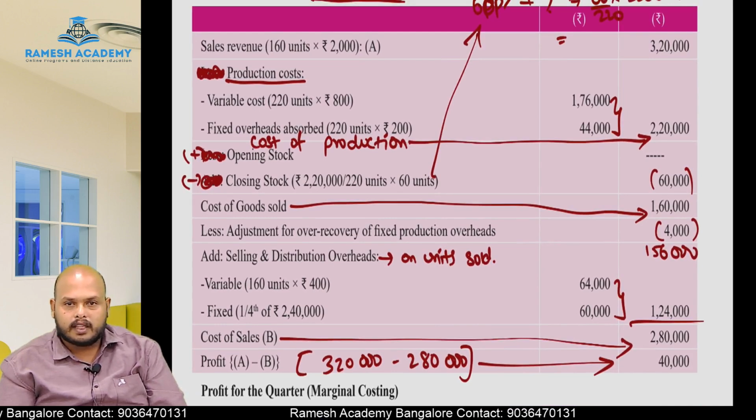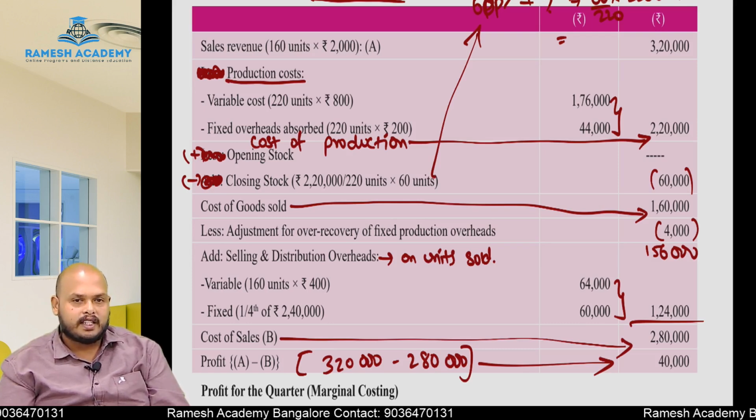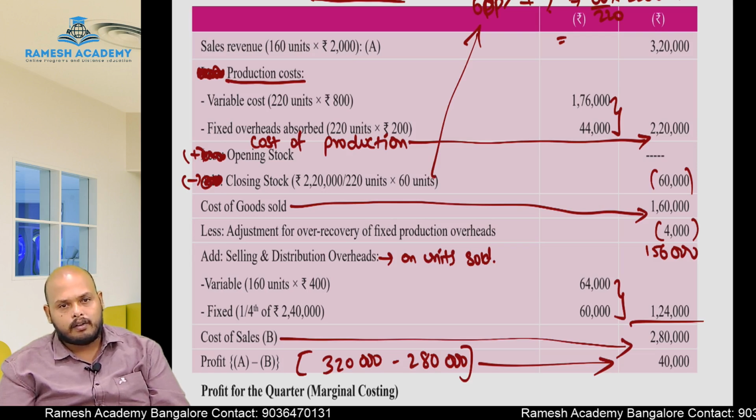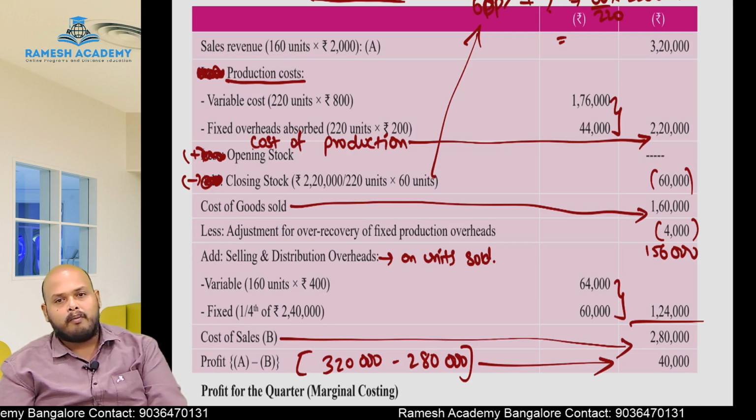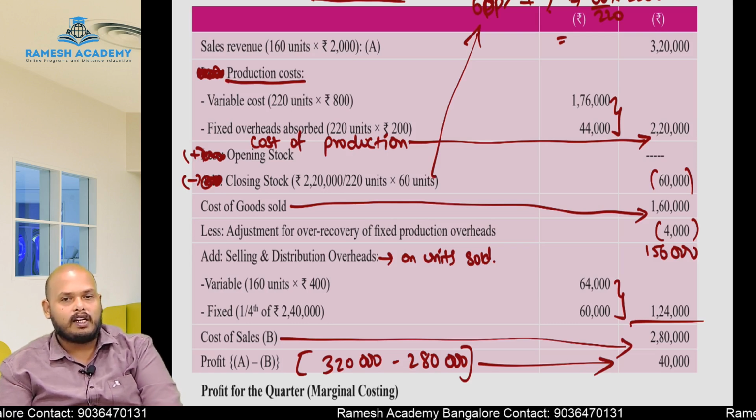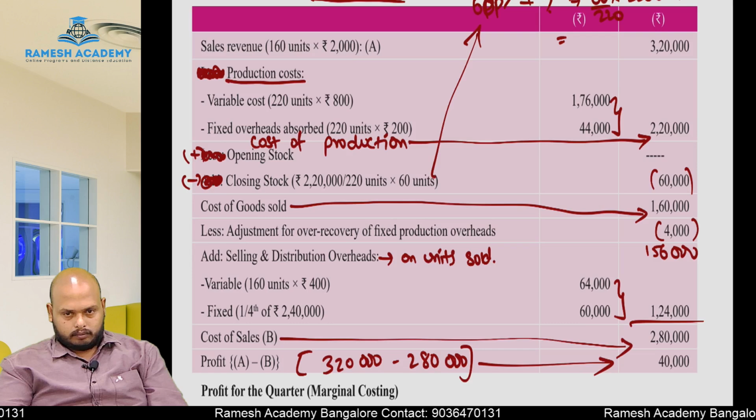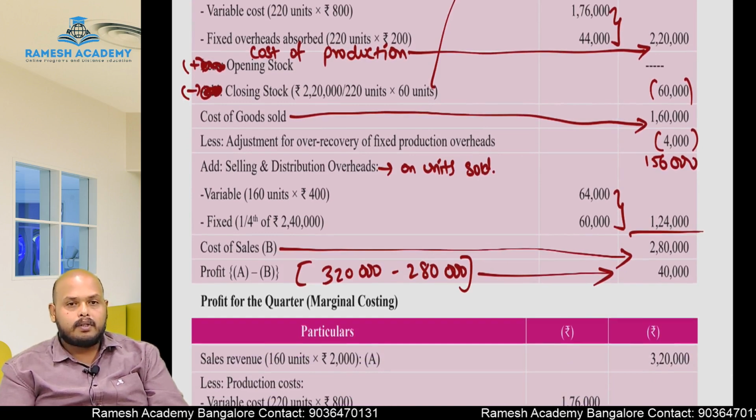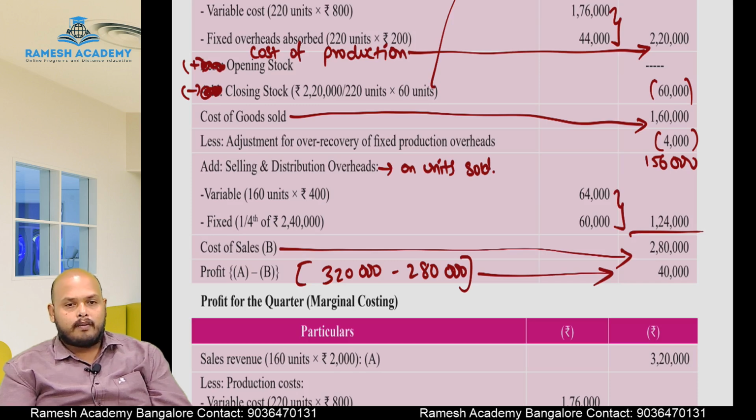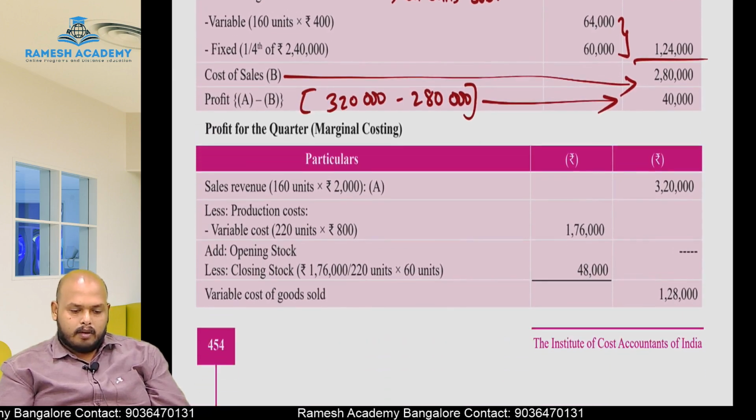First step is we have to take the sales. Next step is production cost. Under the production cost, absorption costing will consider both variable and fixed. The resultant figure we call the cost of production. For that, what do we need to add? Opening stock of finished goods, but the opening stock of finished goods is 0. Minus closing stock of finished goods, which is given; we have to calculate the value. Then the resultant figure is cost of goods sold. Then we have to do the over recovery adjustment. Then we have to add selling and distribution overheads, and the resultant figure is the total cost. Sales minus total cost gives the profit.